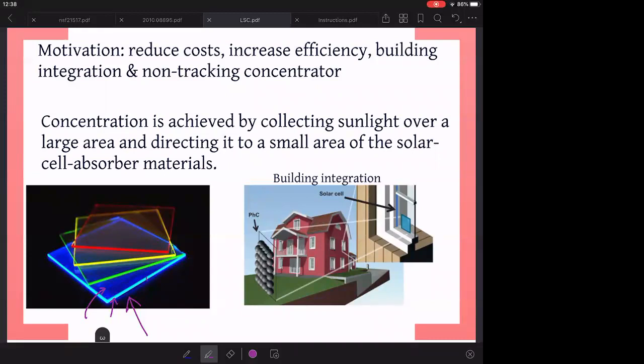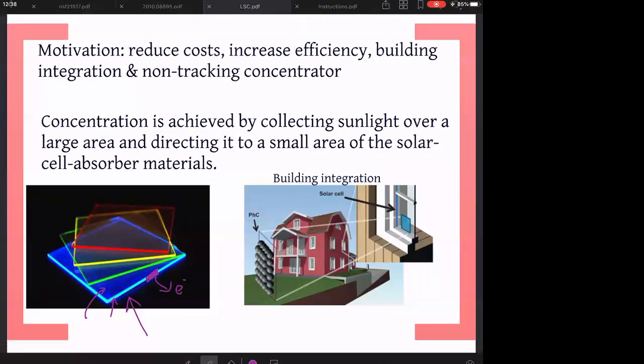And that's because light is being concentrated at these edges. Now, if you place a solar cell at this edge, now you can convert that light into electricity. That's the idea. So you can see what's happening is that light is collected from the entire aperture, this entire surface of this window, but it's concentrated to a small area right here. So that's why it's called a concentrator. Okay. So why do this?